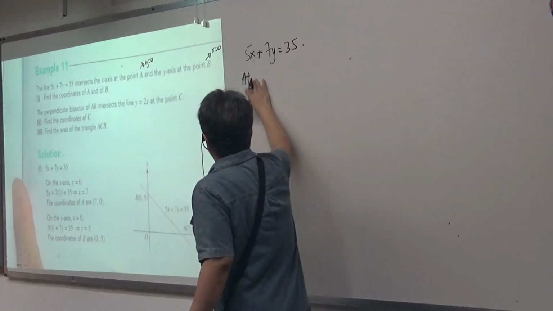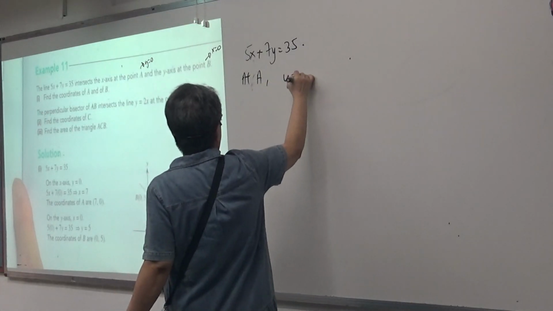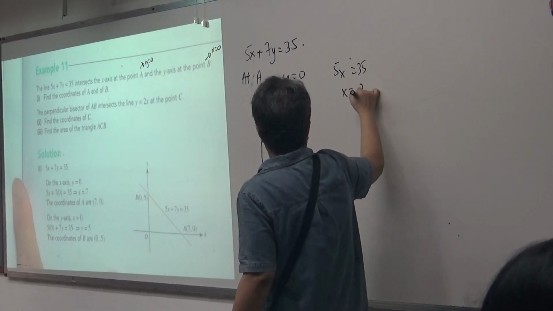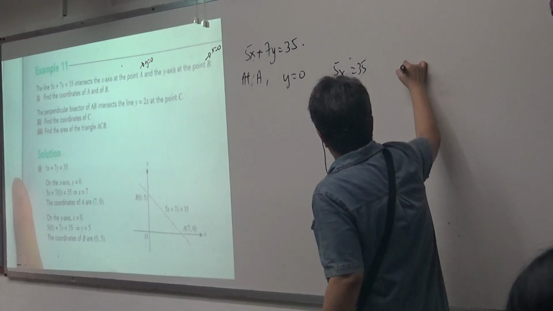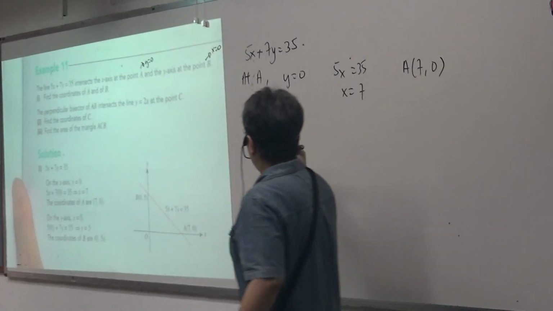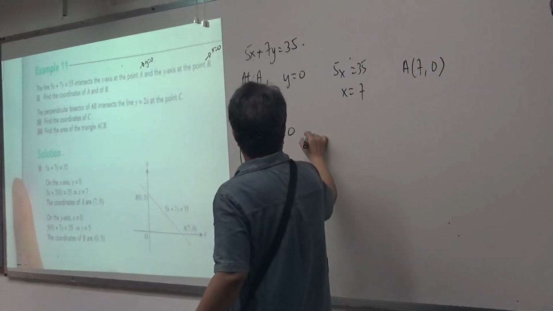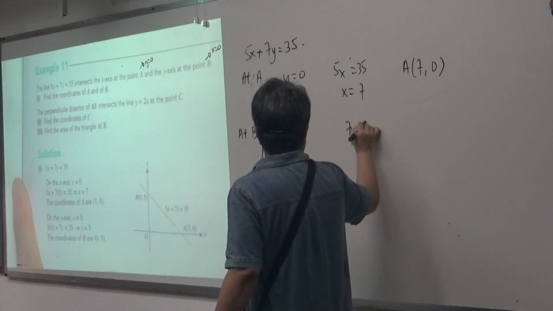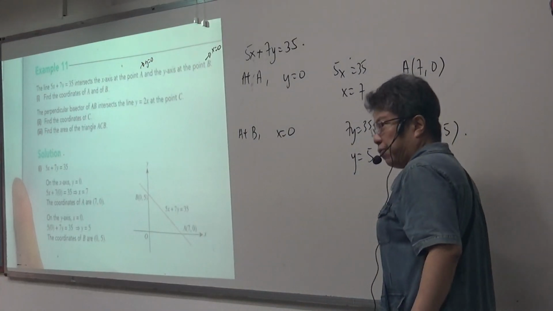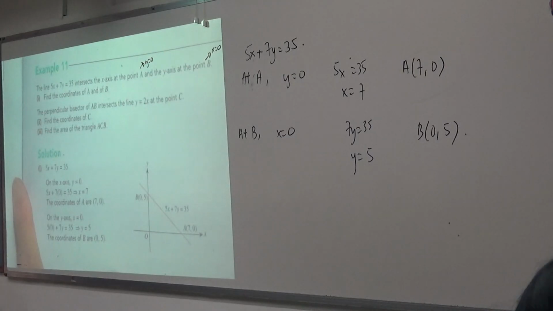Now, a lot of you have done it anyhow. Let's look at the presentation. You will say at A, y is 0. So you will have 5x equals 35, x is 7. Can you see it? So A is 7, 0. Can you see? 7, 0. Now, what about at B? X is 0, right? So I will have 7y equals 35, y equals 5. So B will be 0, 5. Can you see it? So I have already found this part here straight away.